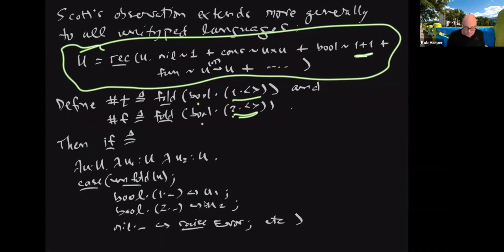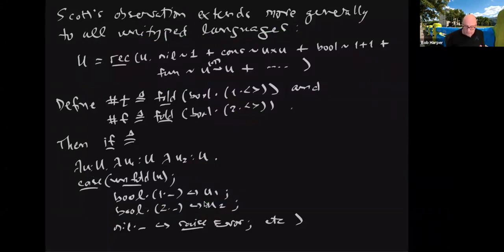And then how does the conditional work? Well, it takes in the thing you're going to conditionalize on and the two things you're going to branch on. And then the idea is that you unfold U. I use pattern matching notation here because it's a little heavy if I don't. It says, well, if you're the Boolean true, then it's U1. If you're the Boolean false, then it's U2.